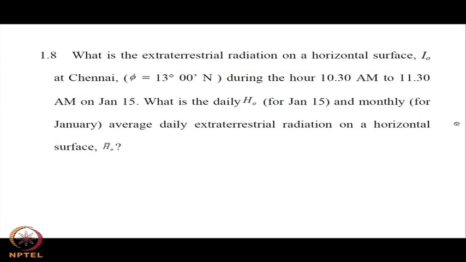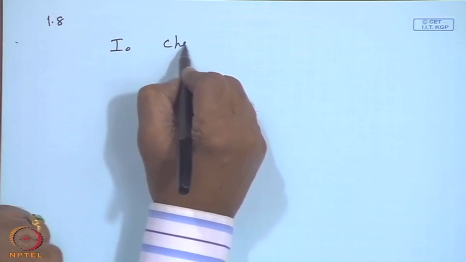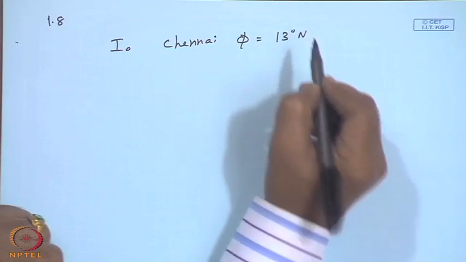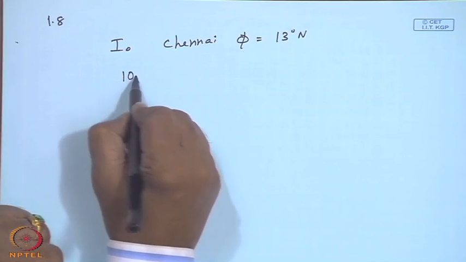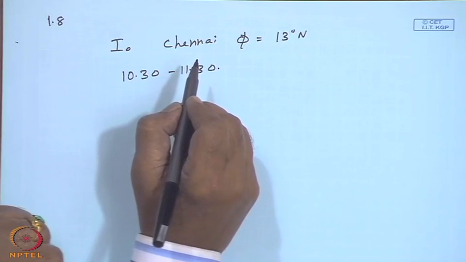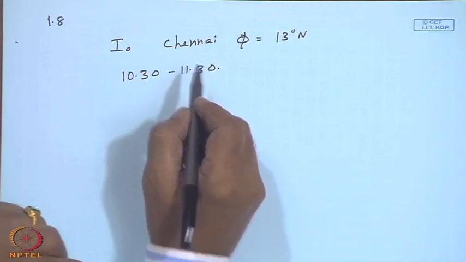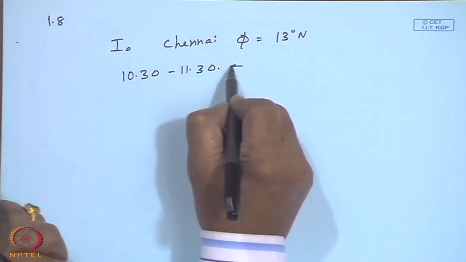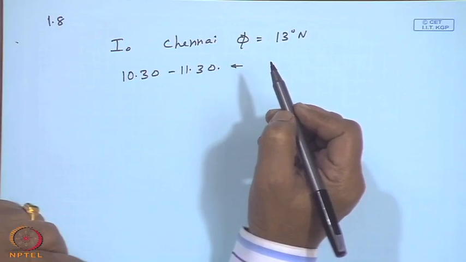So, we will go to problem number 1.8. What is the extraterrestrial radiation on a horizontal surface I 0 at Chennai, whose latitude is 13 degrees north, during the hour 10:30 to 11:30. Now, I shall go back to the previous problem after I finish this. This time reminded me of something that I can tell you.